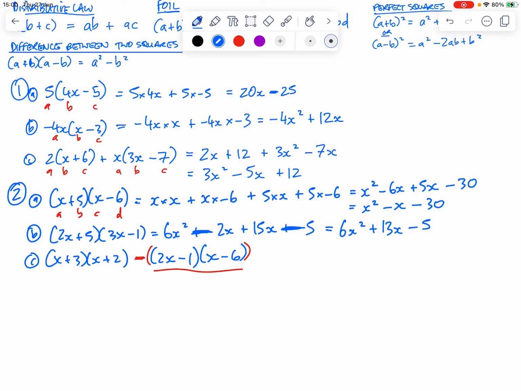Firsts, x times x is x squared, plus outers, x times 2 is 2x, plus inners, 3 times x is 3x, plus last, 3 times 2 is 6. Negative, so that's the negative there, but I'm going to put brackets around whatever the FOIL is here. So first, 2x times x is 2x squared, plus outers, 2x times -6 is going to be -12x, plus inners, -1 times x is -x, plus lasts, -1 times -6 is positive 6.